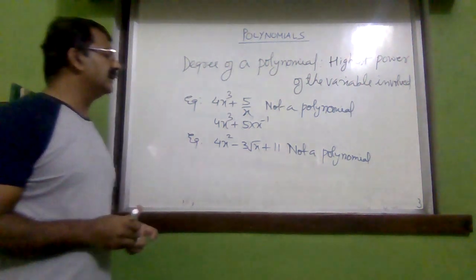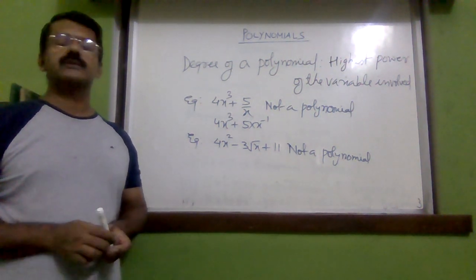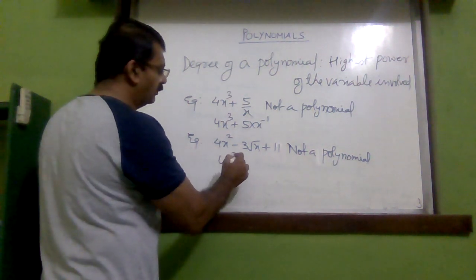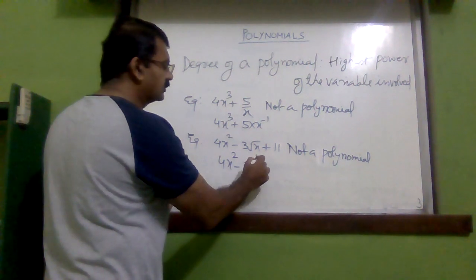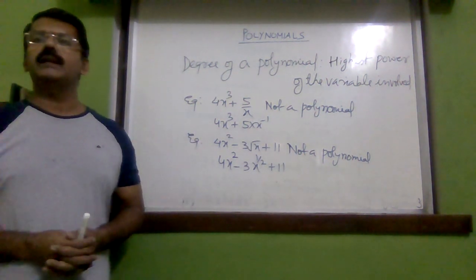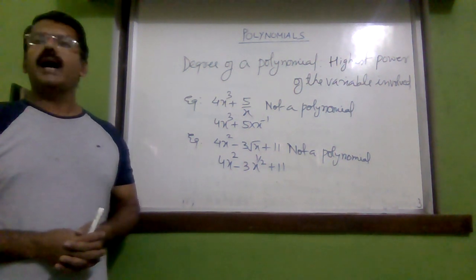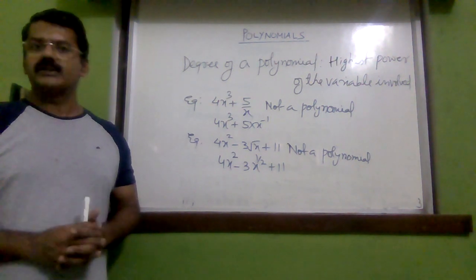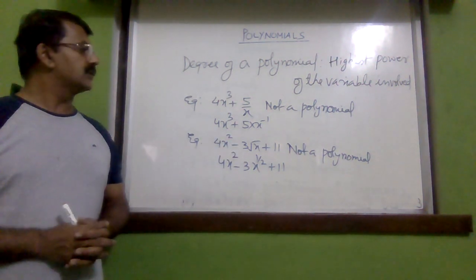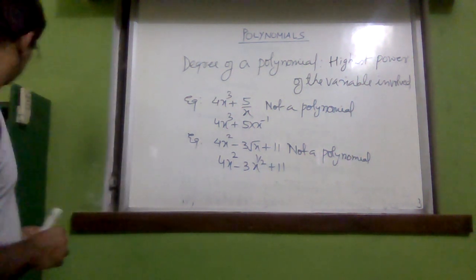The reason is very clear. In the second term you can see it is root x. Root x means x to the power half. So it can be written as 4x square minus 3 x to the power half plus 11. And as I told you, in a polynomial, the powers of the variable x should be non-negative. It cannot be negative or fractional. Here the power is fractional, so it is not a polynomial. Okay.